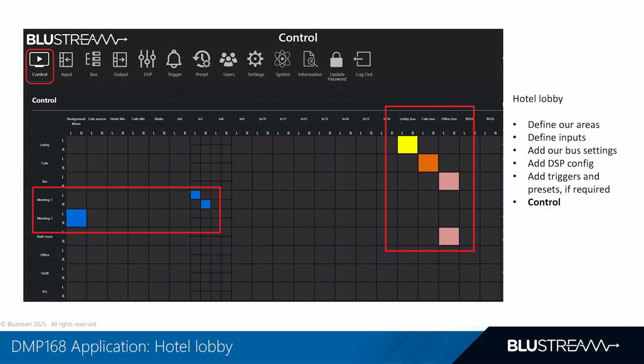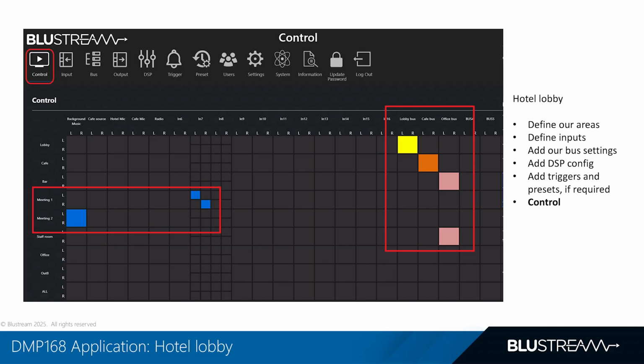So for example, in this case, the second meeting room is taking background audio music, or we can select a bus, which is that pre-configured mix of multiple sources. Like the lobby cafe, right, is taking music from the lobby bus, the cafe from the cafe bus, right? And the staff room is also using the office bus, right?